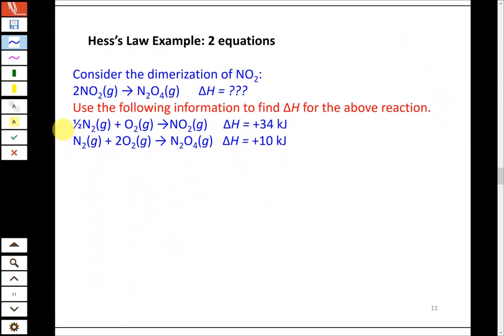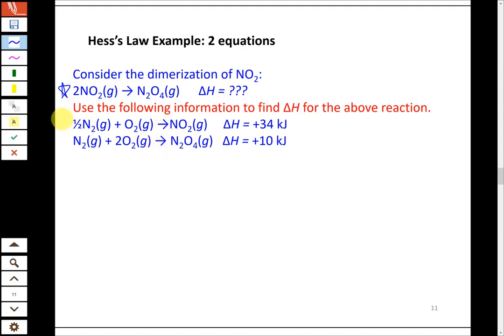So this is the way these problems will be set up. We want to find delta H for this equation here. This is the dimerization of nitrogen dioxide to make N2O4. So we want to find delta H of this, and we're given these two thermochemical equations, 2 equations with delta H associated with each of them. So again, that's typically how the information will be given to you. So the first thing we're going to do is figure out how to add these 2 equations together to get this one here. This is the one that we're interested in finding delta H for. This is our given information.